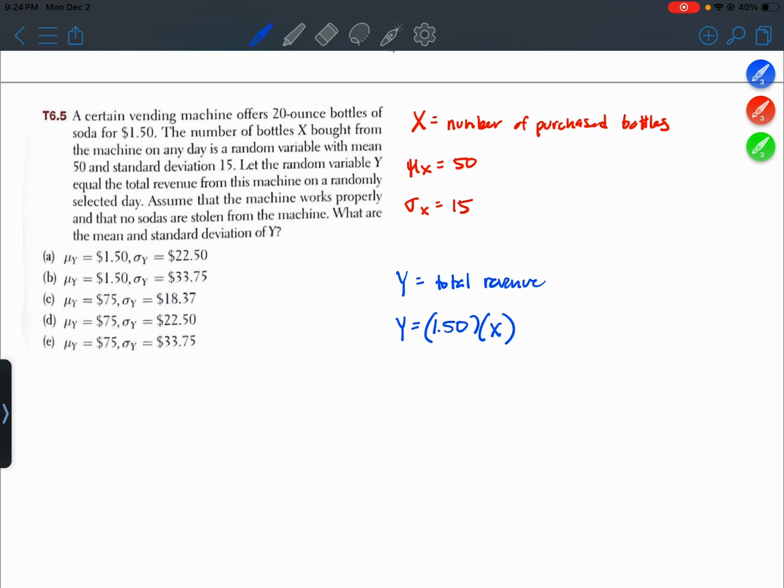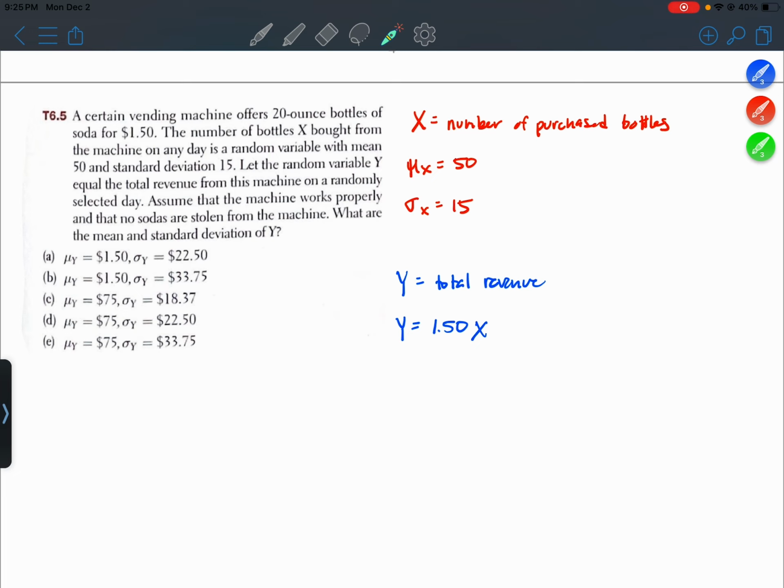Do I want to use parentheses here? Let's write it as multiplication dot. So $1.50 times X. Actually, we don't even need to write the dot. We can just write 1.50X. The main thing to highlight here is that we have a multiplier, right? So we're multiplying the old variable by a constant to create this new variable.